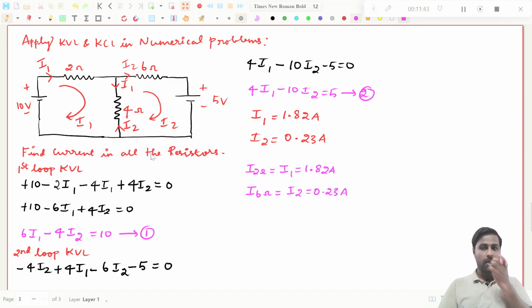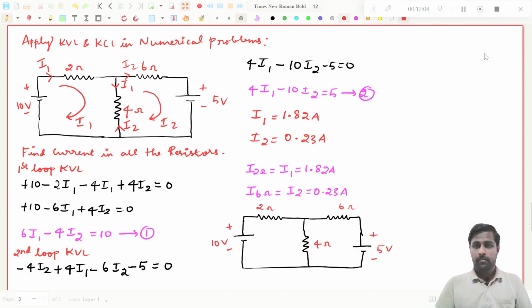Now you have to find the current in this 4 ohm resistor. It is connected in the first loop as well as the second loop. If any resistor is connected between two loops, then you have to apply Kirchhoff's current law. That I will tell you. First, for that I will redraw this diagram. Right, so this is the diagram.